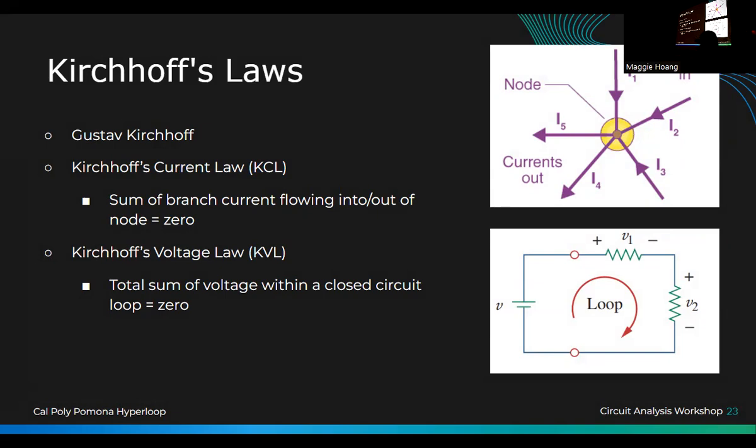And KVL states that in a closed loop, the sum of all the voltages across each component equals 0. So another way I like to think of it is whatever the source voltage is equal to whatever the voltages across the components. And we'll do practice with that too.